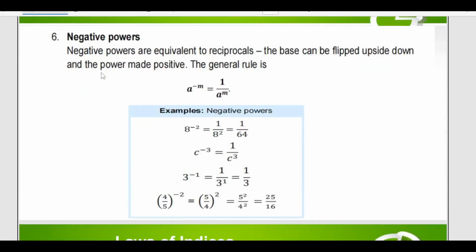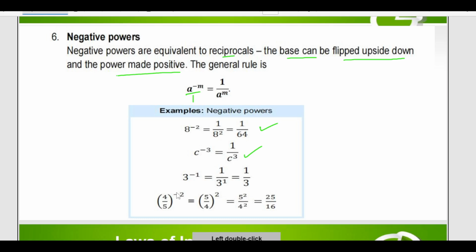Now, next we have negative powers. Negative powers are equivalent to the reciprocal. The base can be flipped upside down and the power made positive. So you see here a power negative m is 1 over a power m. So it will come down. Now here 8 power negative 2. We will write 1 over, and the power becomes positive, 8 squared, it is 64. Similarly, c power minus 3 is 1 over c power 3.